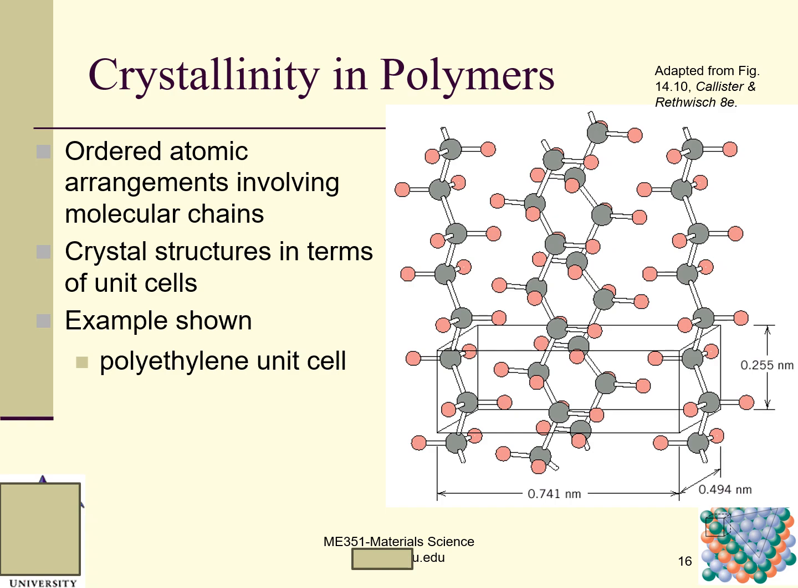This is polyethylene, okay? We can see clearly that they are ordered, and this is a repeated pattern for the arrangements of these atoms. And we can see this is called the unit cell. This is a 3D unit cell. We have three lengths, the width, along with the height of this unit cell. So this slide shows the crystallinity in polymers. Any questions regarding this slide?